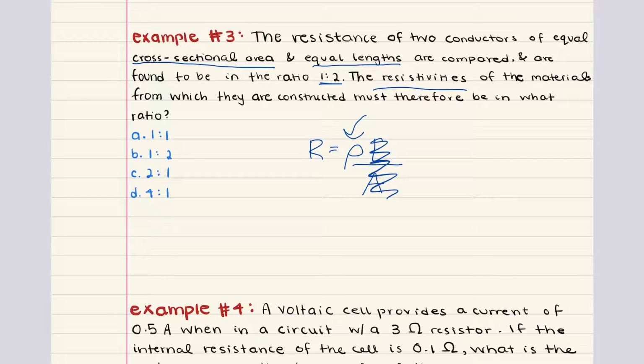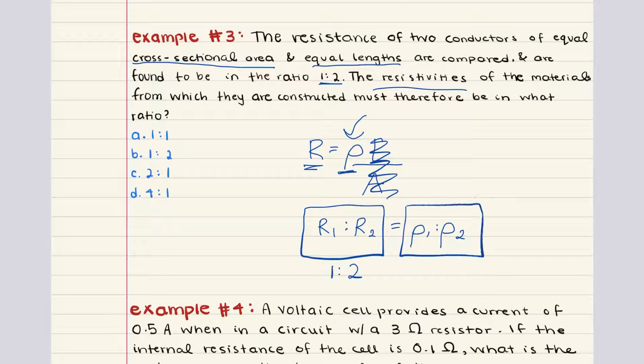This leaves us with a really simple relationship where the resistance is directly proportional to the resistivity of the material. In other words, the ratio of the resistance of conductor 1 to the resistance of conductor 2 is going to be equal to the ratio of the resistivity of conductor 1 to the resistivity of conductor 2. And since we know this ratio to be 1:2, we therefore know that this ratio is also 1:2. And that means that the correct answer for problem 3 is going to be answer choice B.